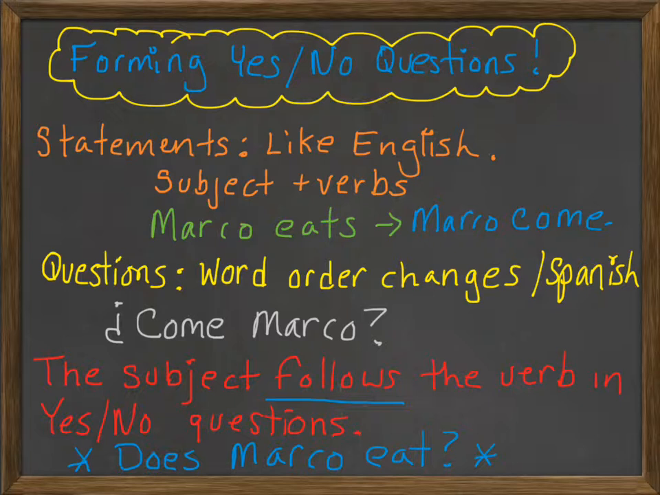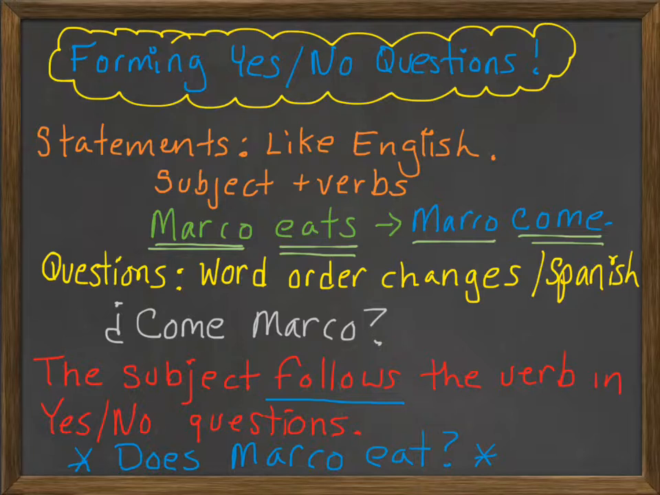Well, we're going to be looking at forming yes or no questions in Spanish. And the statements are pretty much the same as they are in English as far as the word order. In statements, just like in English, your subject always comes first, followed by the verb. For example, Marco eats. Marco is the subject and your verb is eats, your action word. Just like English, in Spanish it would be Marco, that's your subject, followed by the verb come. Marco come. So it's the same word order: your subject and then your verb.